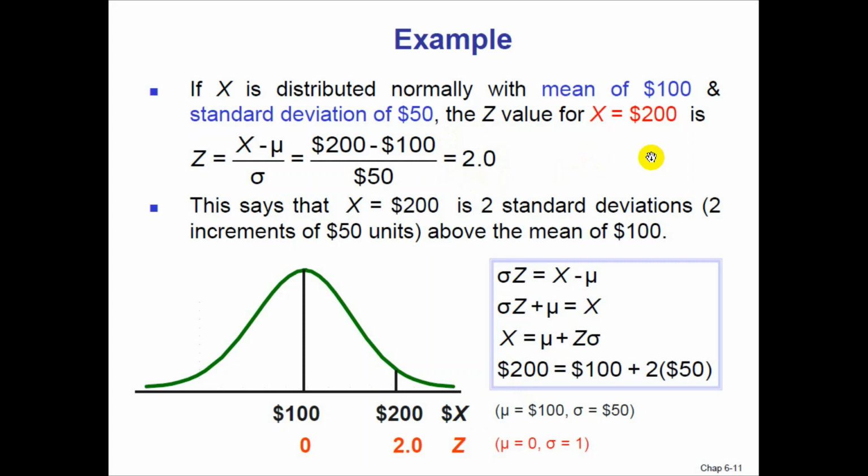Okay, we will stop here for part 1 and move to the second part for finding normal probability.